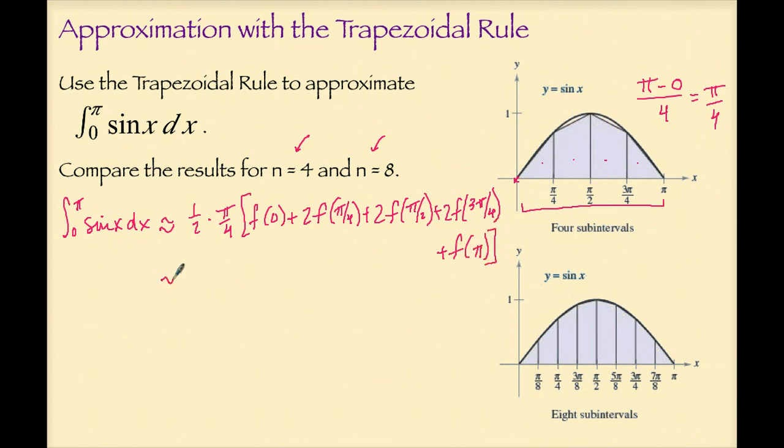Now that means we'll have pi over 8 times 0 plus, and when I find these function values, I'll be multiplying them by 2. So this becomes square root of 2 plus 2 plus square root of 2 plus 0, which is approximately 1.896.